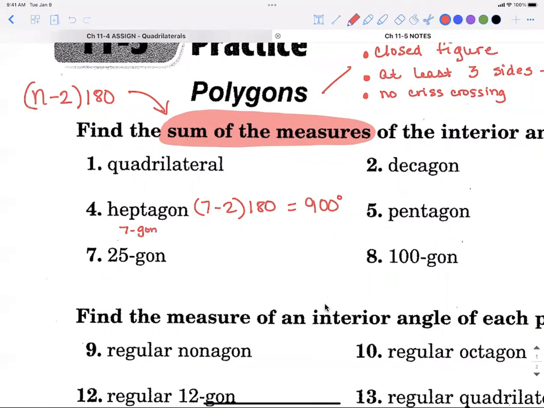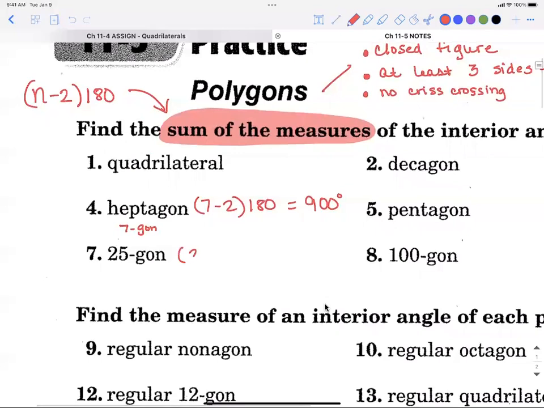1 through 10 have special names. You saw that in that box: triangle, quadrilateral, hexagon, heptagon, all of those. After 10, they don't get a special name. So you'll notice 25-gon just means a 25-sided figure. Okay, so you would take 25 minus 2 times 180.